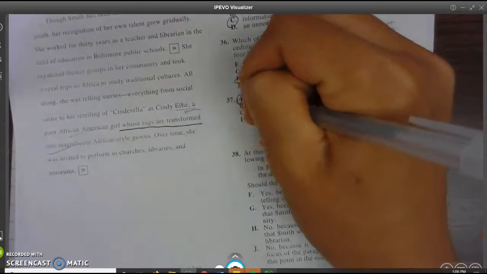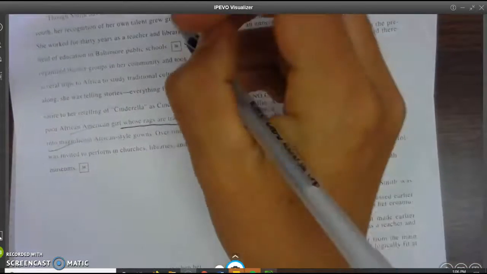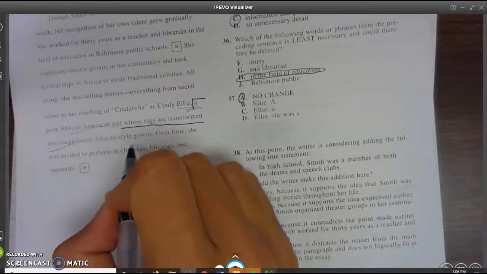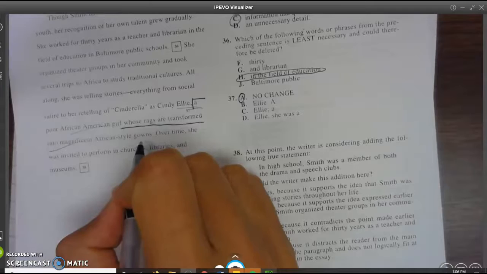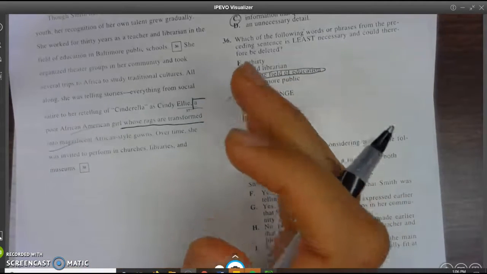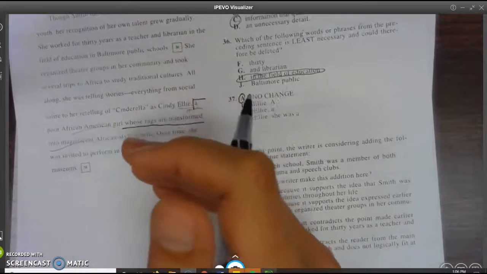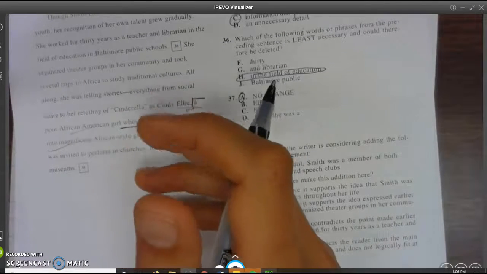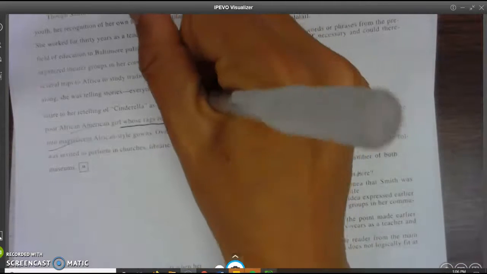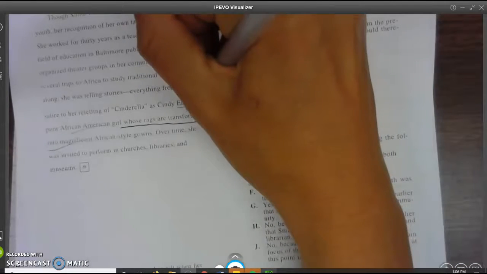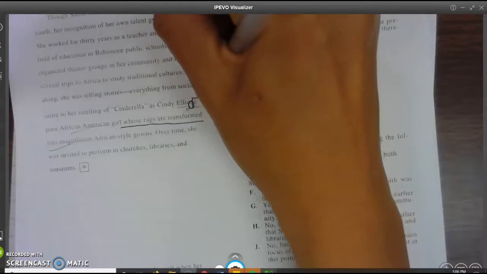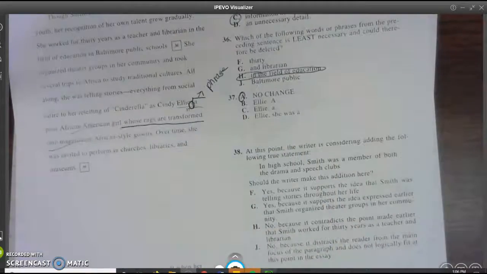I think it's no change, because this whole part, a poor African-American girl whose rags are transformed into magnificent African-style gowns, doesn't make sense by itself. So, therefore, we don't need a compound, we don't need a conjunction, we don't need a semicolon. It will just connect with a comma. And that has to do with being a phrase, specifically an adjective phrase. But we will deal with that later.